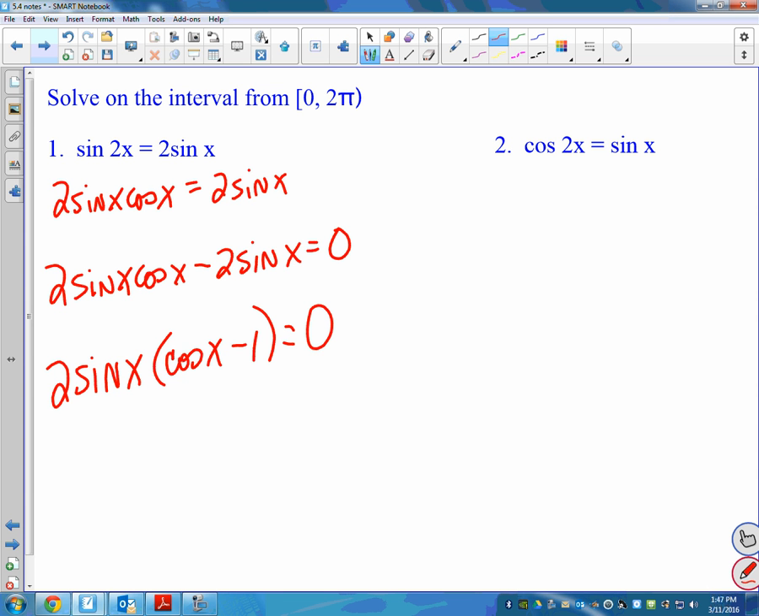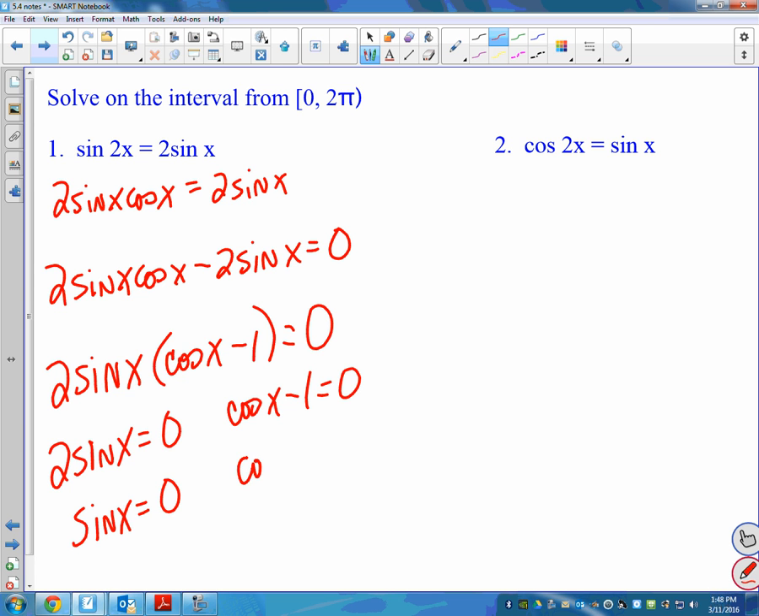And remember the good old zero product property. Two things multiplied equals 0, then I can break it apart, each equals 0. So I can say sine of x equals 0, or I can say 2 cosine x minus 1 equals 0. I just divide by the 2, so cosine of x equals 1. Remember, if it said find all solutions, you'd have to find the solution and then put the plus 2 pi n in. But this just says between 0 and 2 pi.